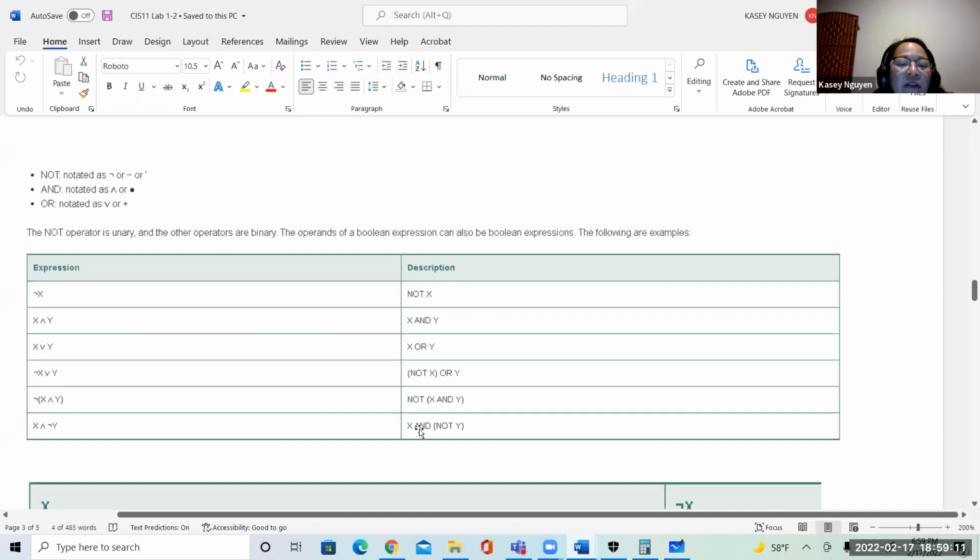And then NAND, or NOT AND, sometimes it's written with the AND NOT. So you would then use the NOT operator with the AND.